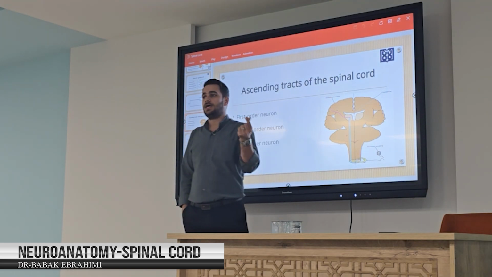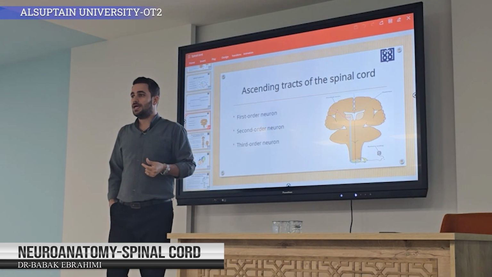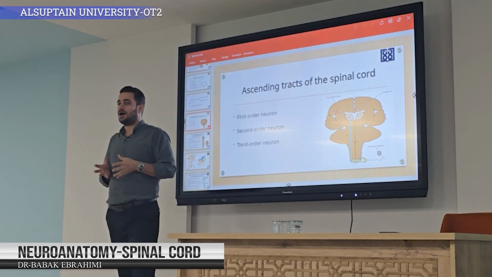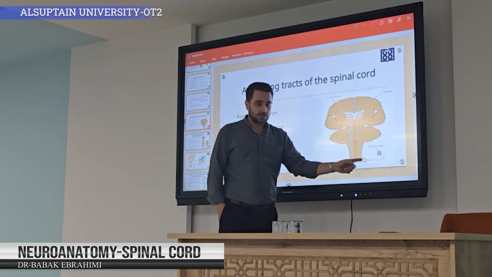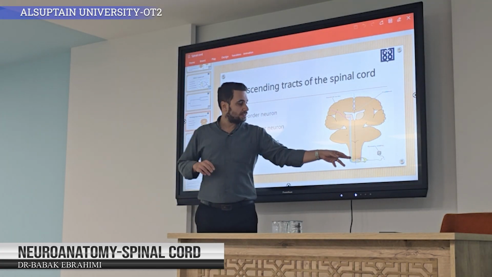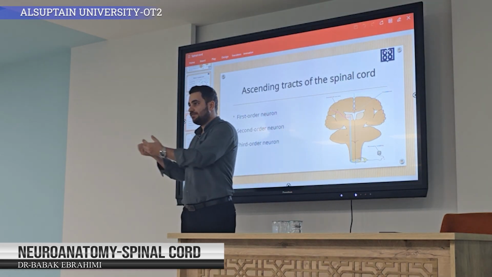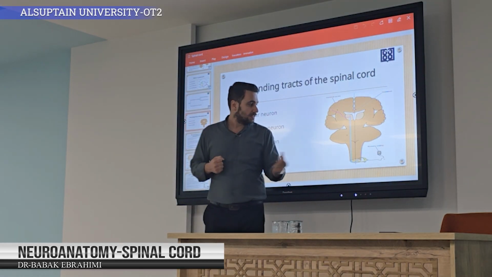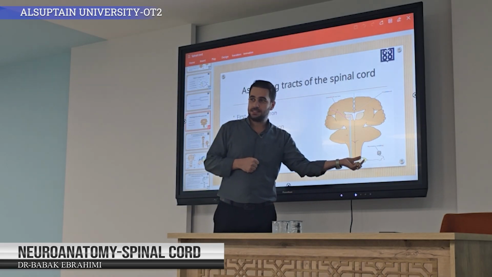We call it DRG, or dorsal root ganglion. The ganglion is a compact collection of gray matter, and it is outside of the spinal cord. The dendrites of the DRG go to the skin and receive the information. So the first order neuron in the ascending tract is the DRG.